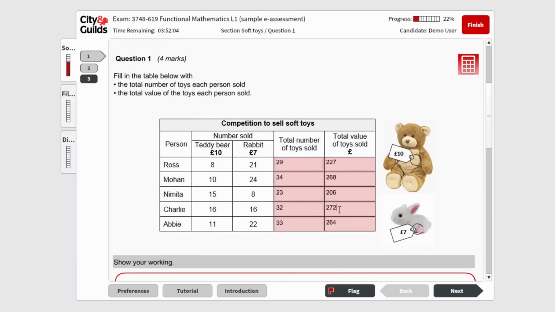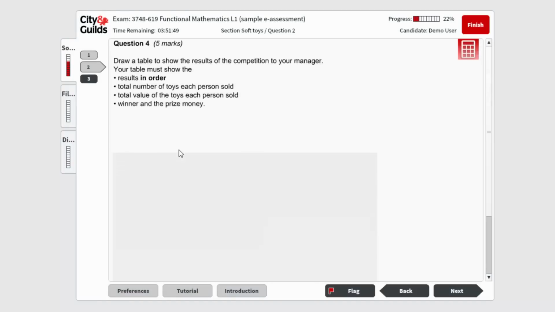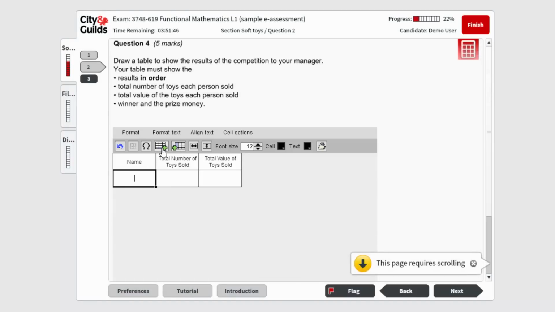So these are the people. I need to work out which order I'm going to put them in. Like I say, the two possibilities are Mo and Charlie. I pick Charlie, so Charlie goes first. Then we've got Mohan. Then we've got Abby. Then we've got Ross. Then we've got Namita. Because that's the order of the value. So Charlie made the most money. Then it was Mohan. Then it was Abby. Then it was Ross. Then it was Namita.